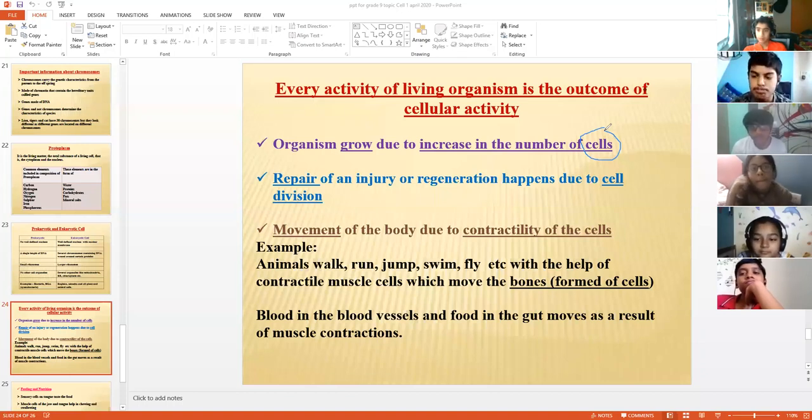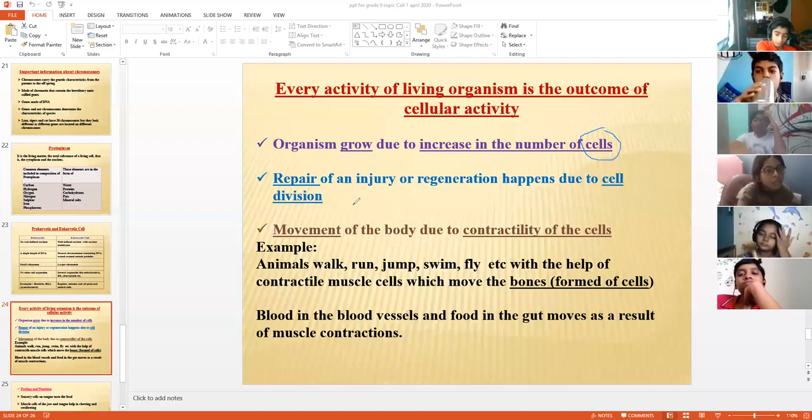The internal organs have increased in size. Now, why is that happening? Because the number of cells are dividing. They are increasing in number. And it's because of this, you are growing. Now, repair of an injury or regeneration happens due to cell division.